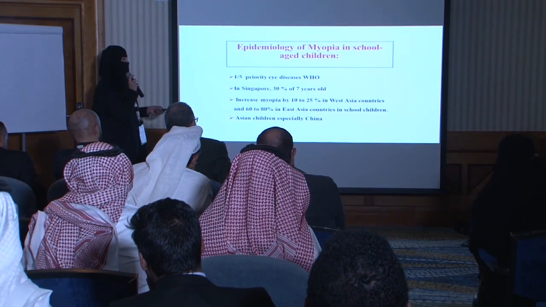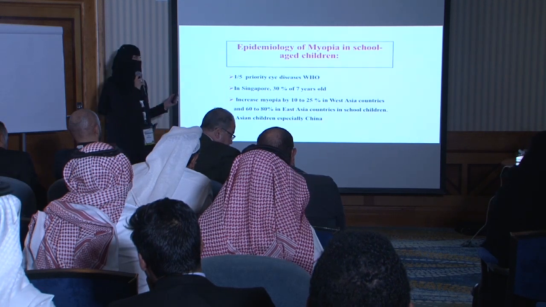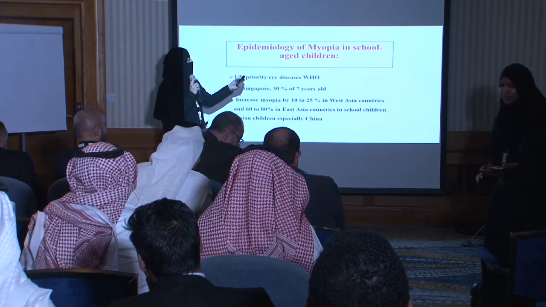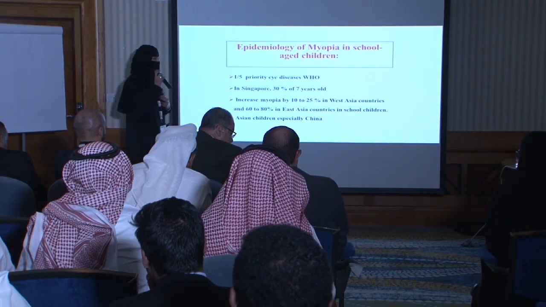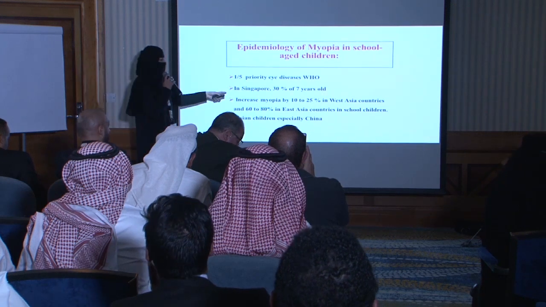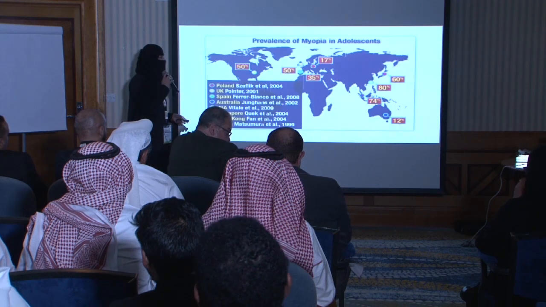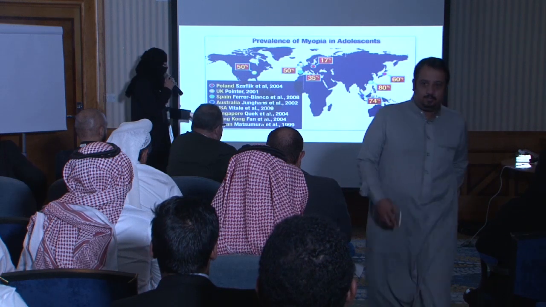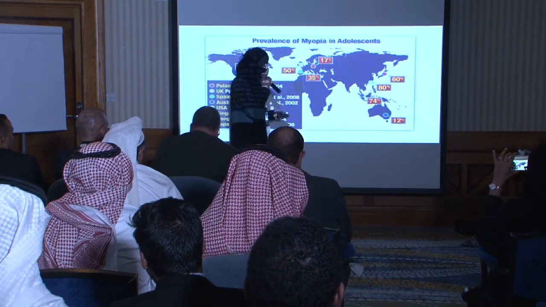Let's start with the introduction. My colleague actually talked about the epidemiology, the prevalence rate of myopia. But let me add some information, which is that the prevalence rate of myopia is increased in school-age children. For example, in Singapore, 30% of 7-year-olds have myopia. So this map supports what I just mentioned. Hong Kong is considered to be higher. As you can see here, it's 80%.